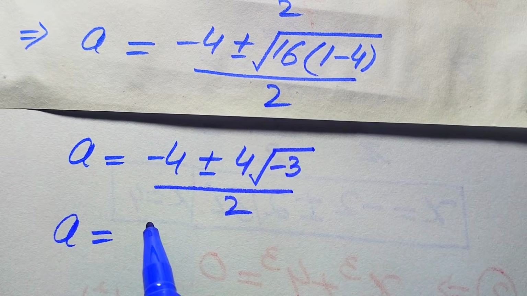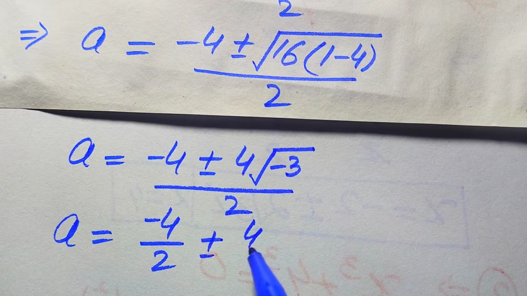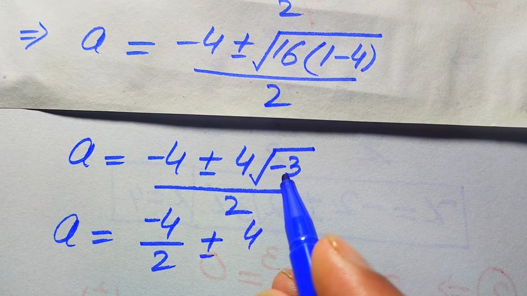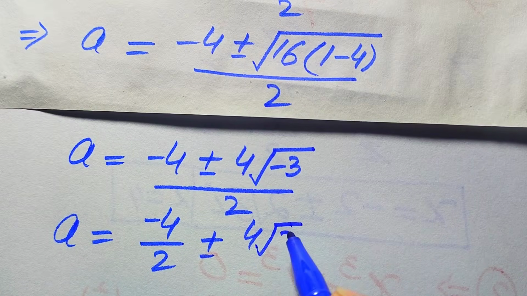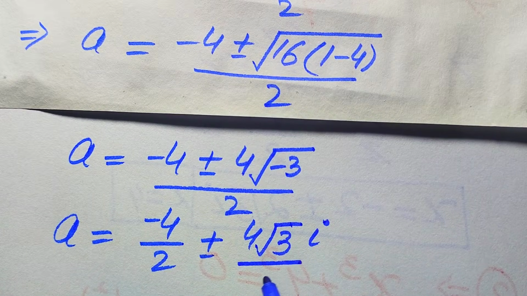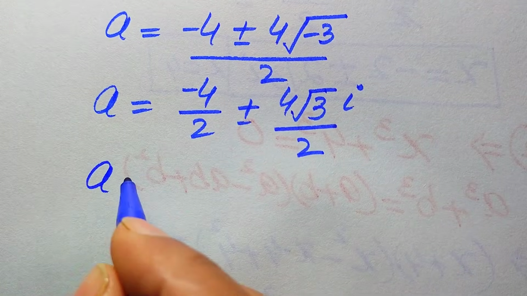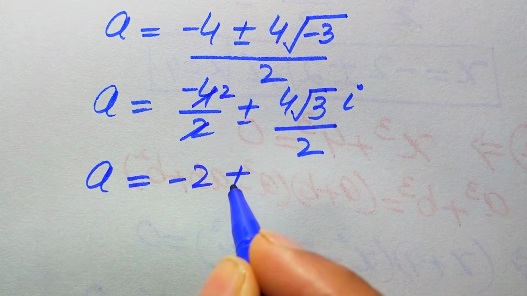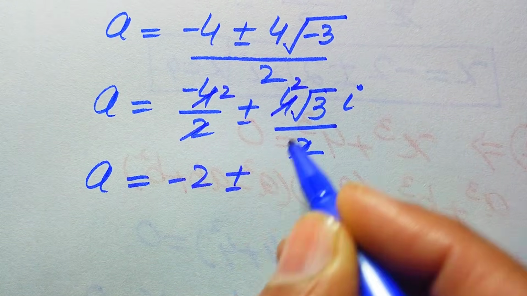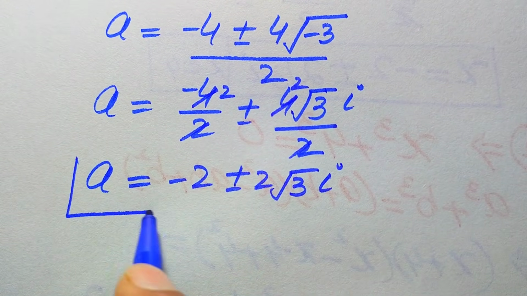So here we need to break this fraction and we write it as minus 4 divided by 2 plus minus 4 times, here we know that a negative sign inside the square root becomes iota, divided by 2. And now in the next step we have a is equal to, this is 2 times 2 becomes 4, and we get minus 2 plus minus, this is also 2 times 2 becomes 4, and we get 2 times the square root of 3 into iota.